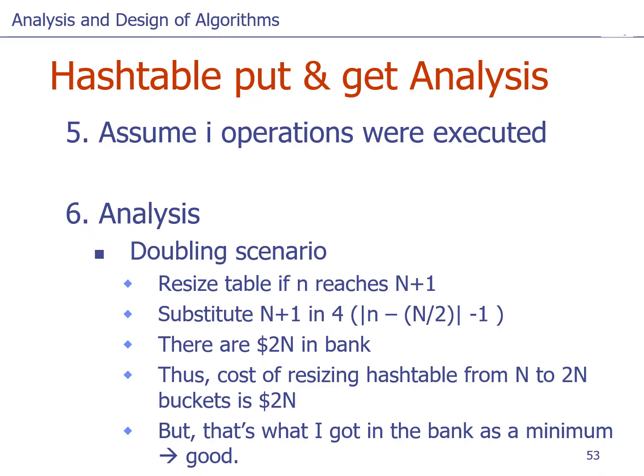And then I will try to solve this formula. I will find it equates to $2N. Thus, resizing the hash table from N to 2N will cost me $2N dollars. But that is actually what I got in the bank as a minimum. That is what I got in the bank as a minimum.